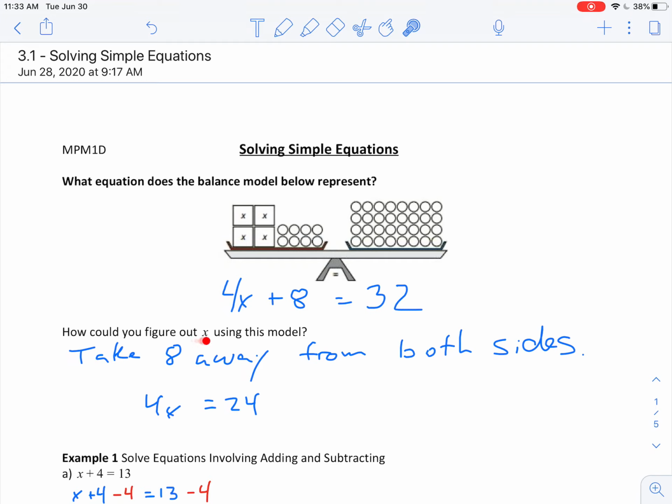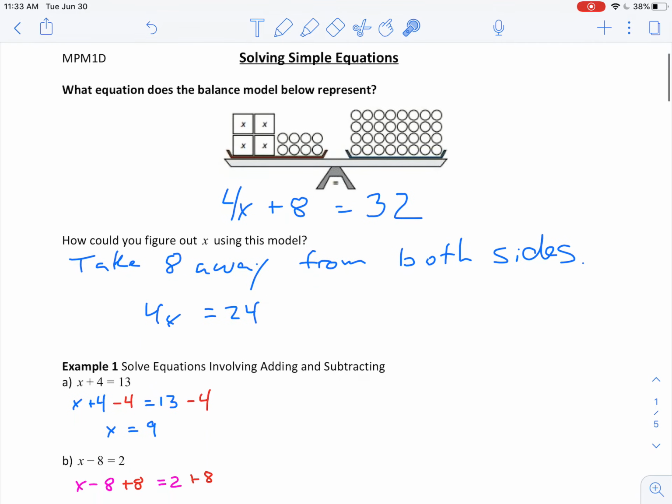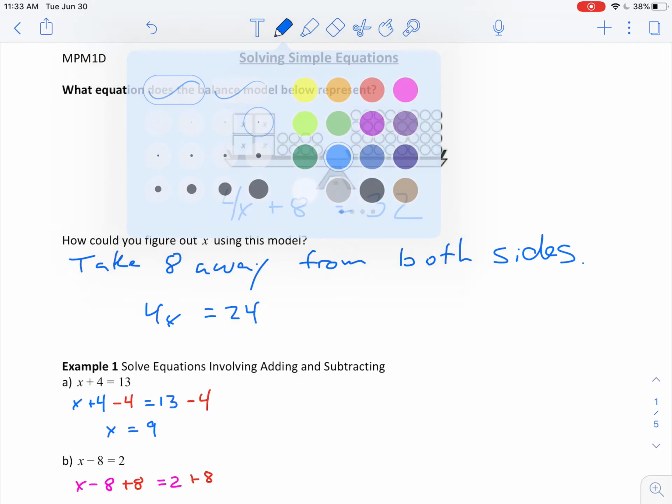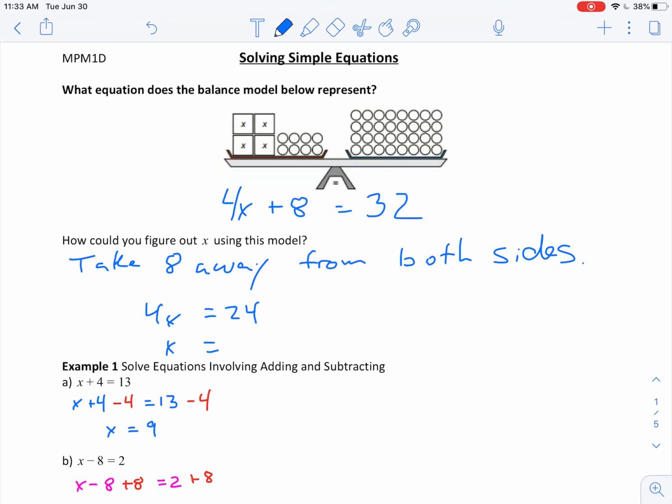So how do we figure out x using this model? Well, we take 8 away from both sides so that we're trying to keep this whole thing balanced, right? If I take away 8 from here, I need to take 8 away from here. And then I need to take however many x's away. If I take away so that I have 1 left, I would then have 4x is equal to 24, and I divide both by 4, and I would have 1x is equal to 6. Put that in here. x is then equal to 6.